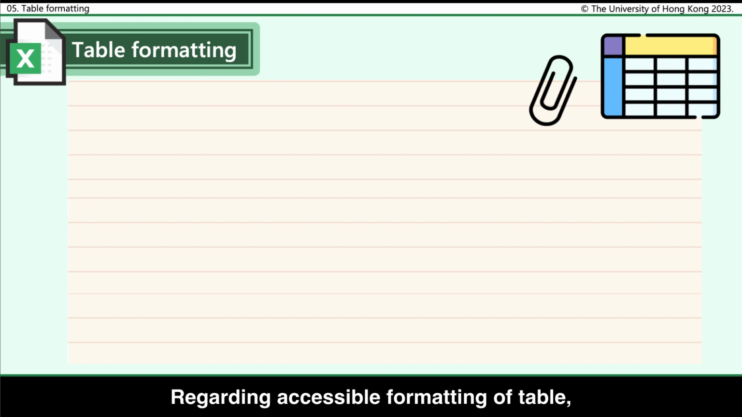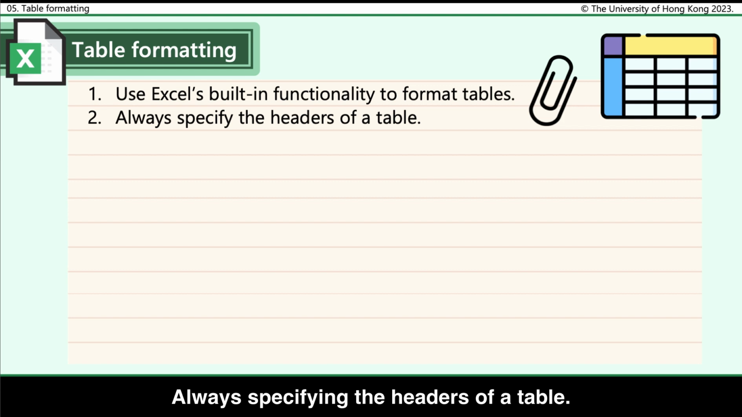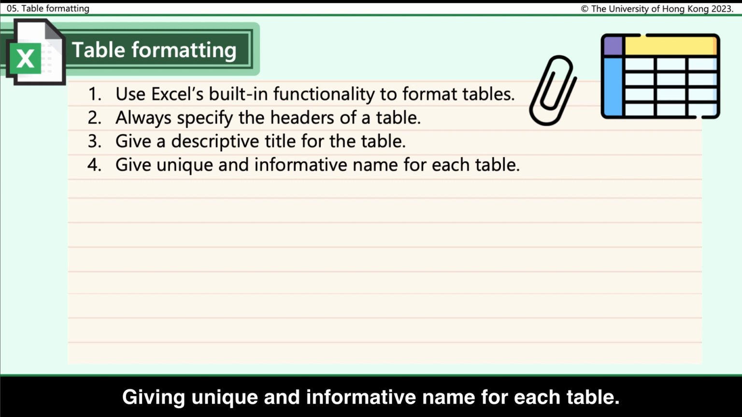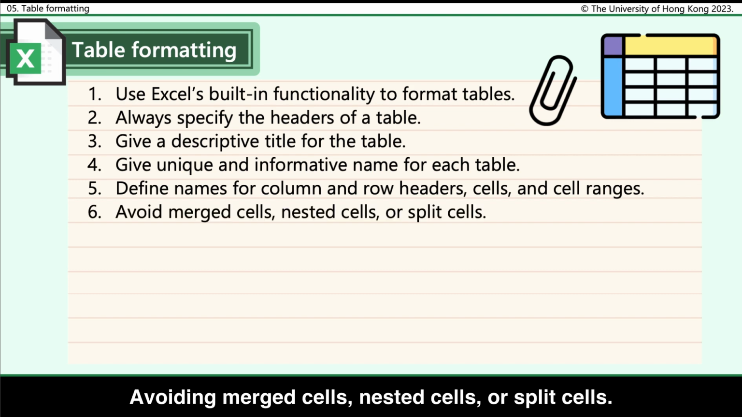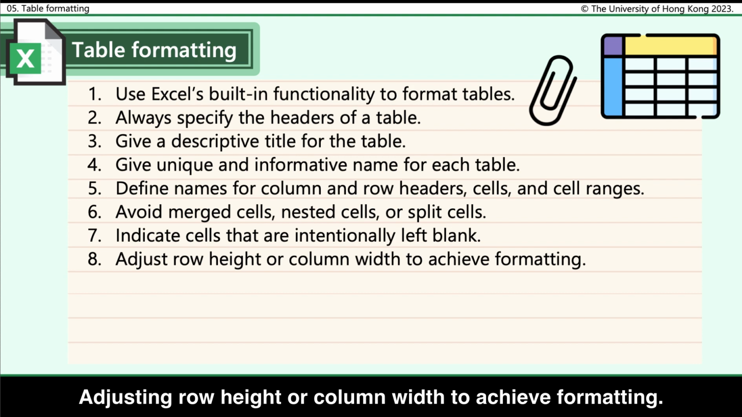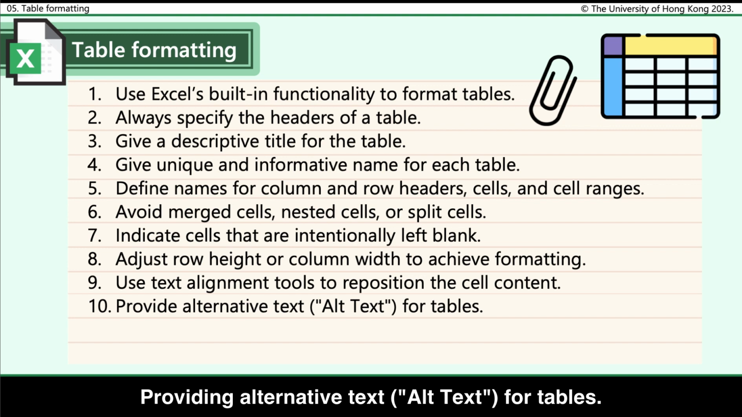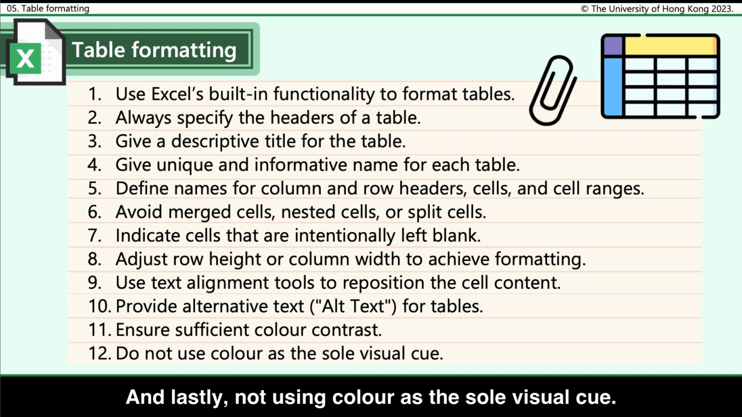Table formatting. Regarding accessible formatting of tables, we would need to be aware of 12 things. Using Excel's built-in functionality to format tables. Always specifying the headers of a table. Giving a descriptive title for the table. Giving a unique and informative name for each table. Defining names for column and row headers, cells, and cell ranges. Avoiding merged cells, nested cells, or split cells. Indicating cells that are intentionally left blank. Adjusting row height or column width to achieve formatting. Using text alignment tools to reposition the cell content. Providing alternative text, alt text, for tables. Ensuring sufficient color contrast. And lastly, not using color as the sole visual cue.